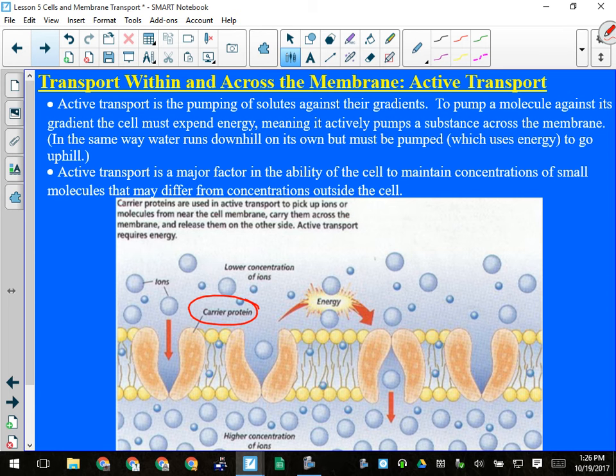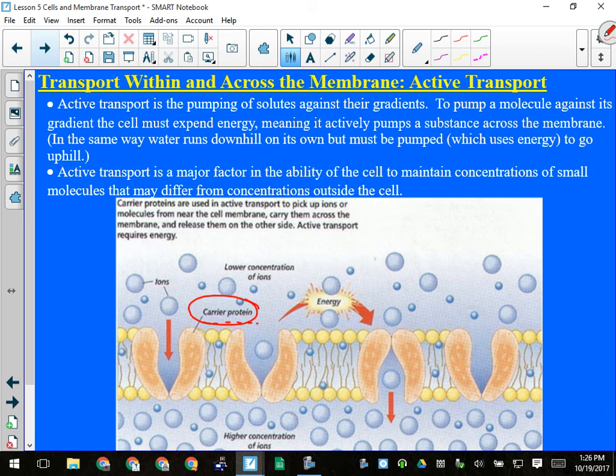So what happens is the energy is used to change the shape of these carrier or transport proteins. Here's their natural state on the left, and there are these ions, whatever they happen to be. They get into the gate, and then energy is used to change the shape of the protein, and it closes off to the outside, opens up to the inside, and the material is then actively pumped through the membrane and into the cell. Everybody follow there?